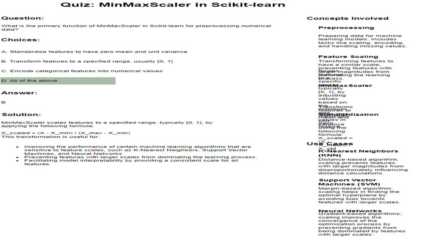True. This is the primary function of min-max scaler. It scales features to a specified range, typically 0, 1, using the formula scaled x = (x - min) / (max - min).